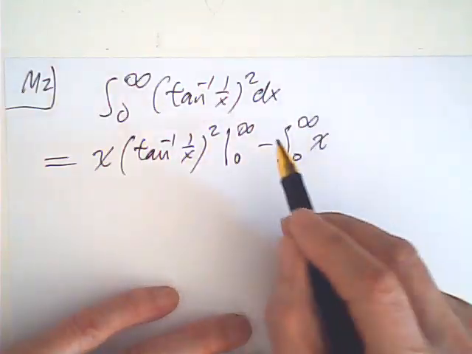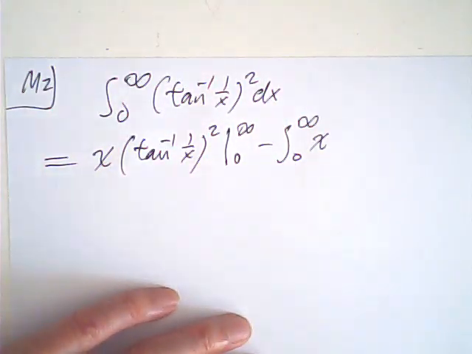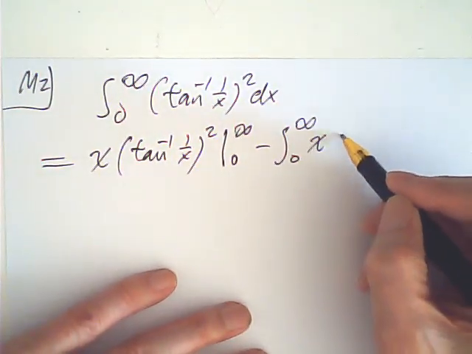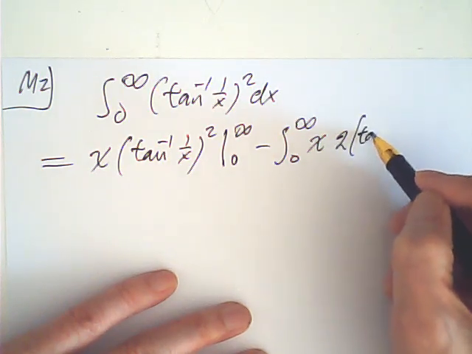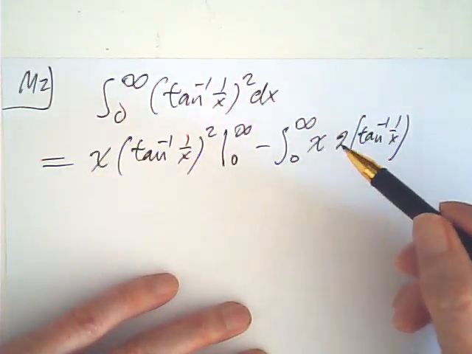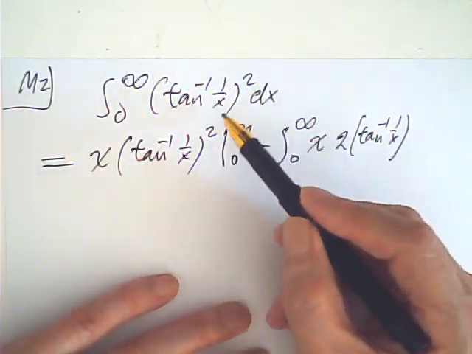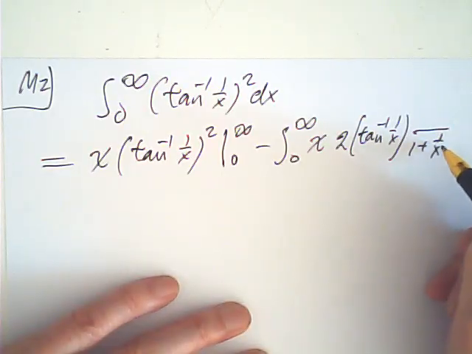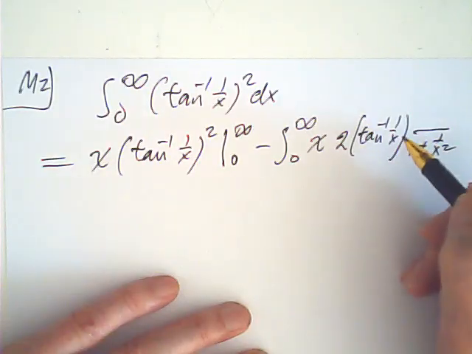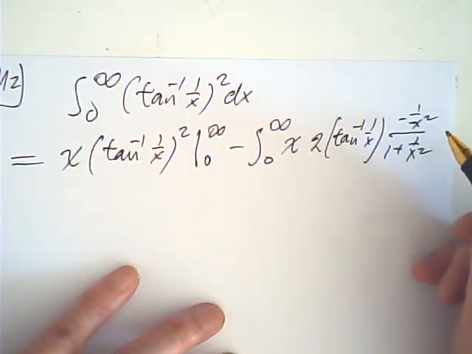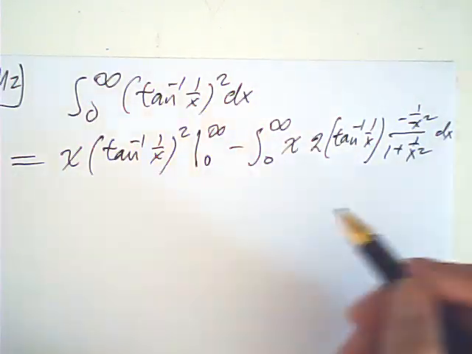v is x, du is the derivative of this one with respect to x. So it is equal to 2 arctangent 1 over x, multiplied by the derivative of arctangent, so this is equal to 1 over 1 plus 1 over x squared. And the chain rule, the derivative of 1 over x squared is negative 1 over x squared. And then times dx. Yeah, that's by parts.